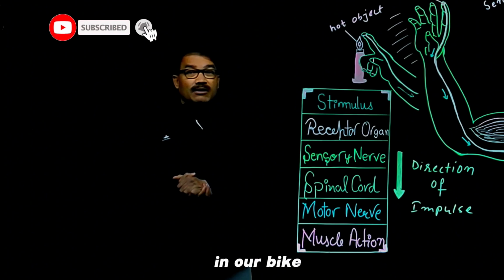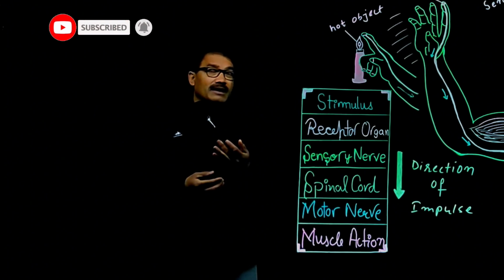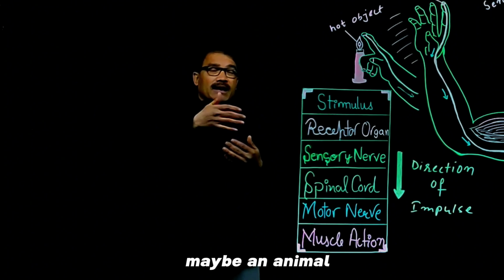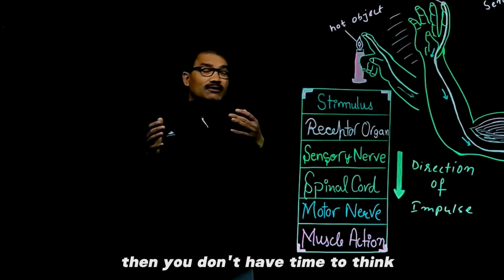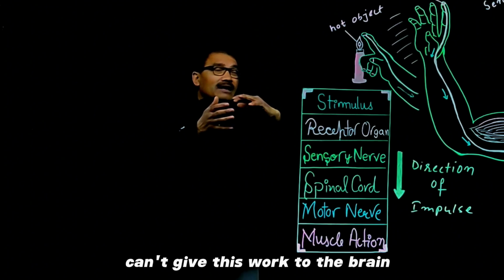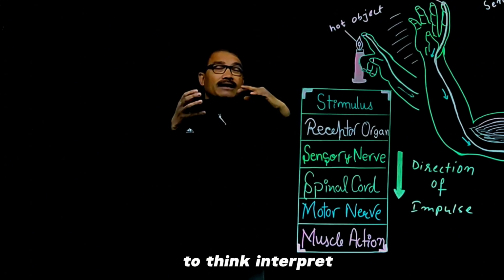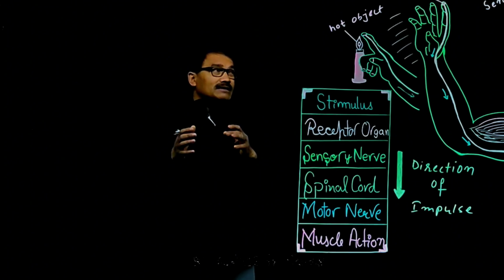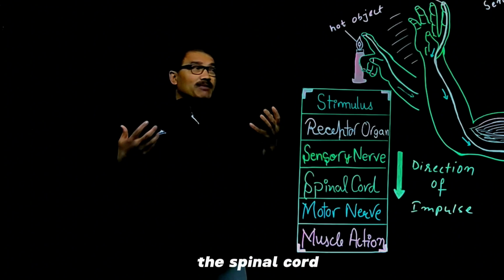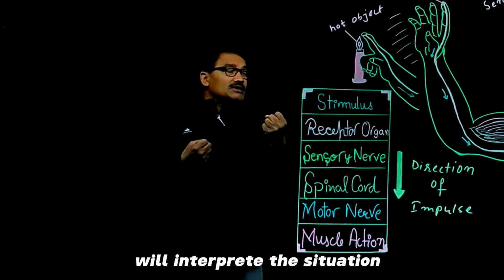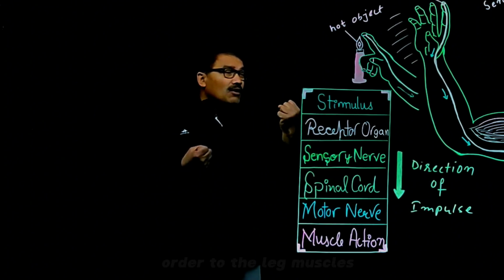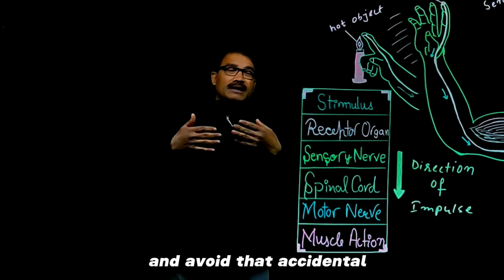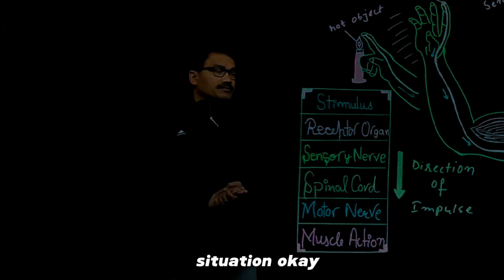When you are riding a bike or maybe a car at a certain high speed, and suddenly something comes in your way, maybe an animal, maybe a small kid, then you don't have time to think. You can't give this work to the brain to think, interpret, compute, because that will take a long time. So what happens is the spinal cord comes into play. The spinal cord will interpret the situation and give the order to the leg muscles quickly to apply the brakes and avoid that accidental situation.